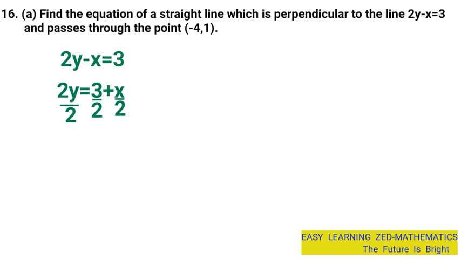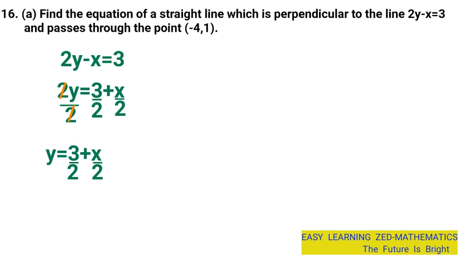So when I do that, I'm going to come up with something like this. I'm going to cancel the 2 on top and the 2 in the denominator where there's 2y, so I'm going to remain with y. Then as you can see, 2 cannot go into 3 without leaving a remainder. So I'm just going to write 3 over 2 and x over 2.